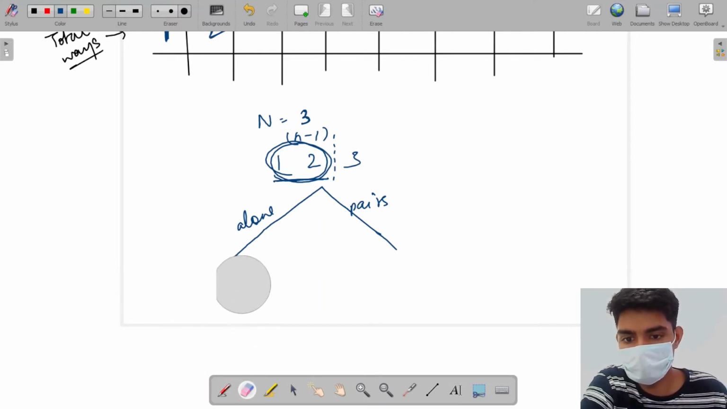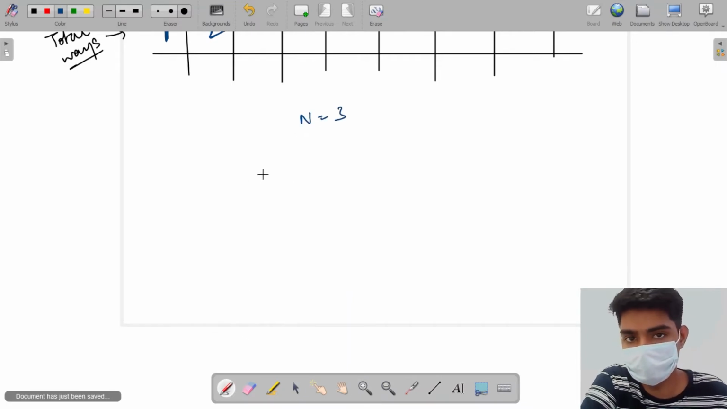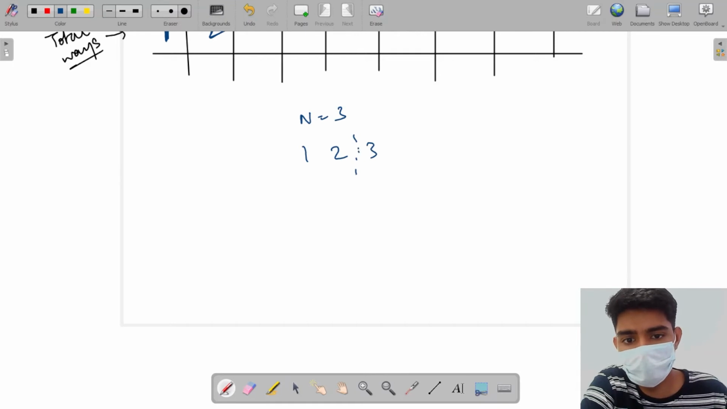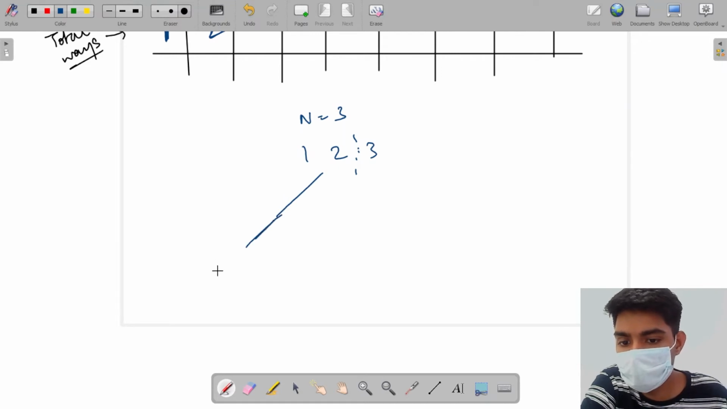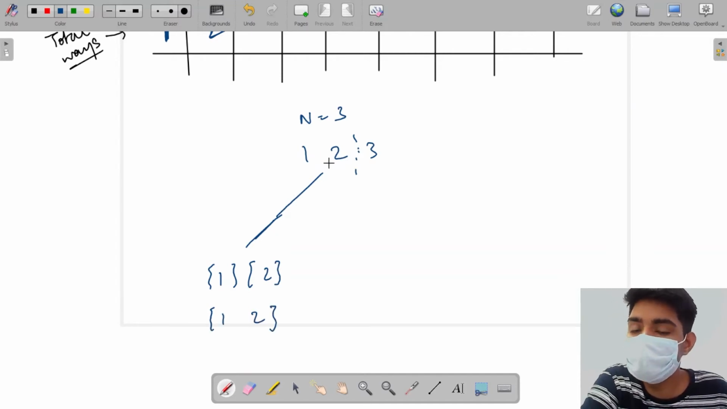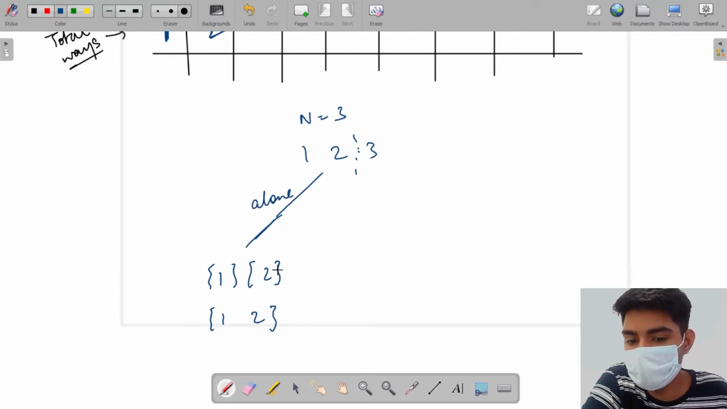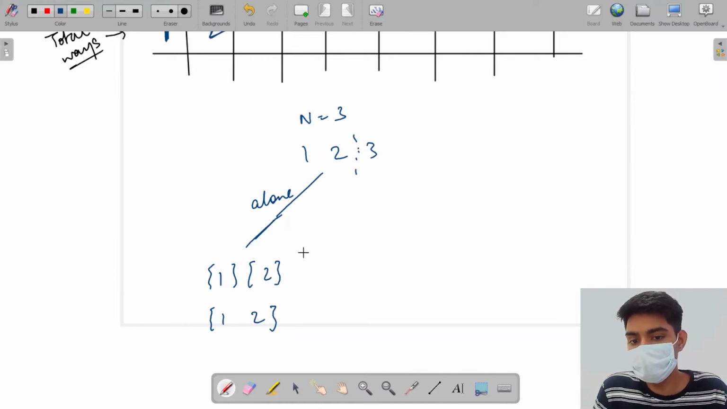Let's see this. I have n equals 3. I have 3 numbers. I am saying that I know how 1 and 2 can go: either they can go alone or they can go in pairs. Now 3 decides to go alone. If 3 is deciding to go alone, he is only dependent on the last two numbers, or all the last numbers, because since he is going alone, he will be pairing up with the number of ways of 1 and 2.